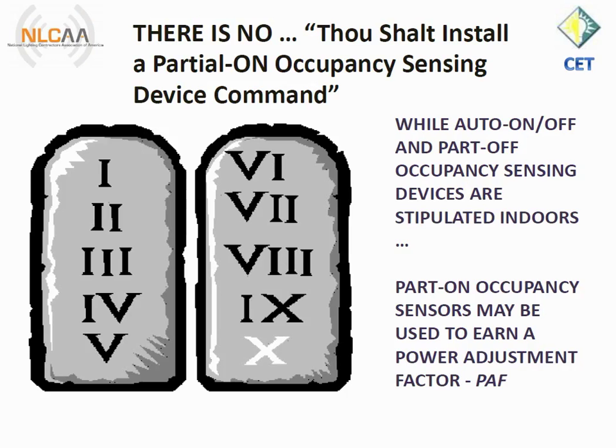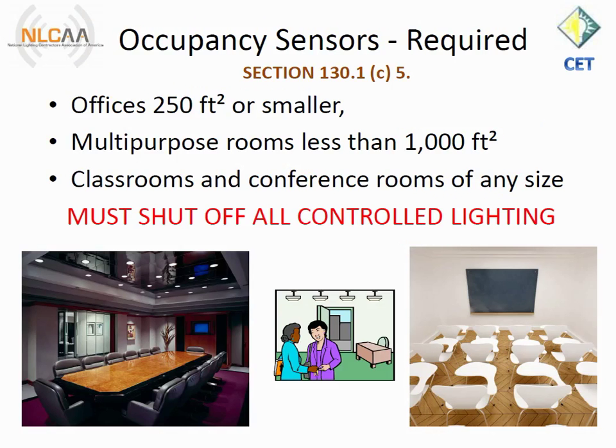2016 is different. Partial on occupancy sensing controls are never mandatory under the current code. This is until January 1st, 2017. They can be used to earn a PAF until January 1st, 2017 for all non-residential function areas. Vacancy sensors are also not mandatory under the current code. Right? However, occupancy sensors in general are required in certain areas.